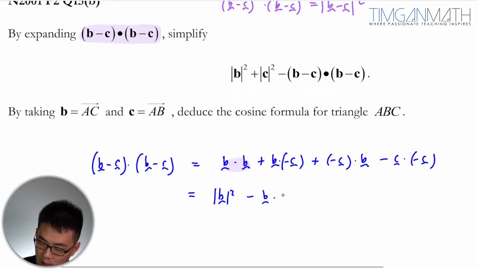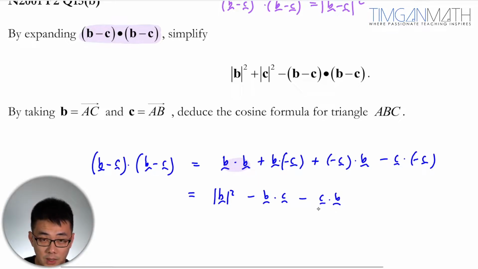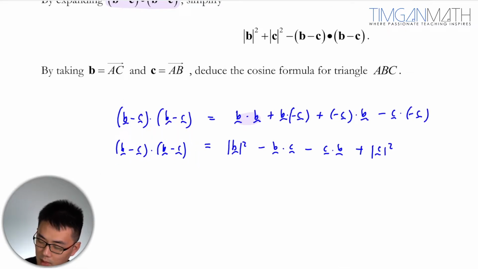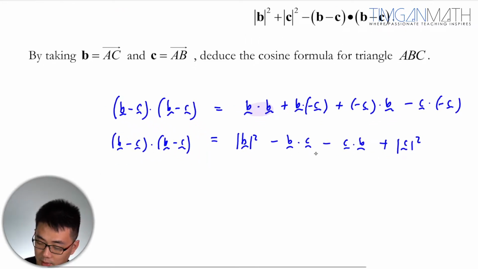So this is b dot c minus c dot b. We know that b dot c is equal to c dot b, so we can actually just sum them up, plus mod c squared. I'm just going to skip a step here. Once we're done expanding this, that's what they asked us to do. Then what I get is b dot c and c dot b, which will just be minus 2 b dot c, plus mod c squared.